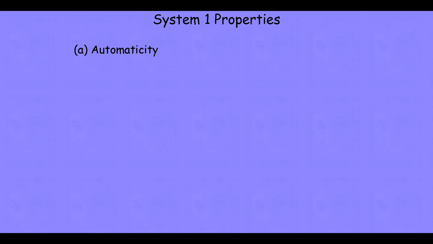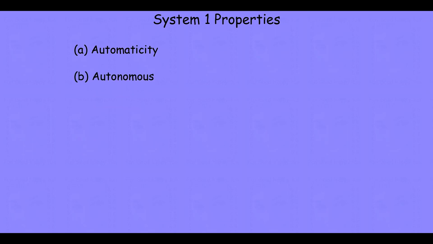Now, the first property that we find associated with System 1 processes is automaticity. They are automatic reactions to situations. They are not things that we consciously will or choose or decide upon. They are reactive in nature.